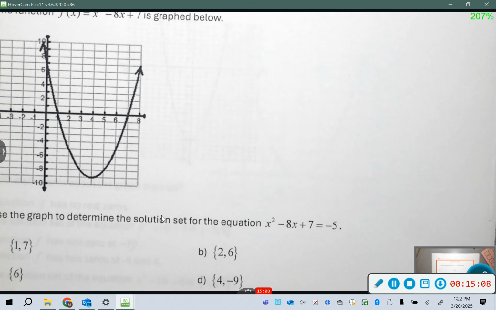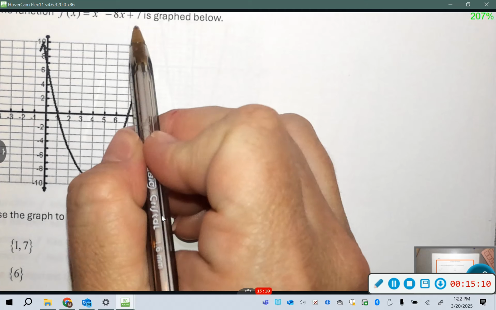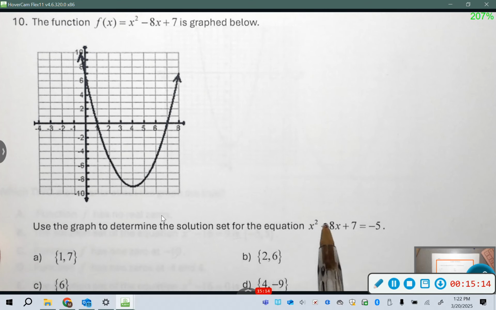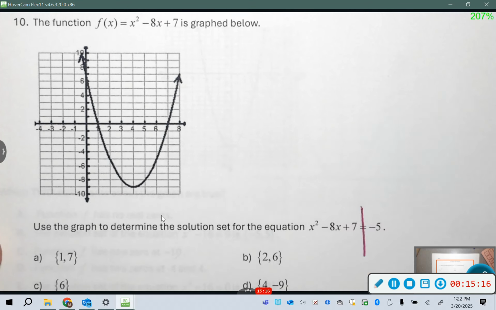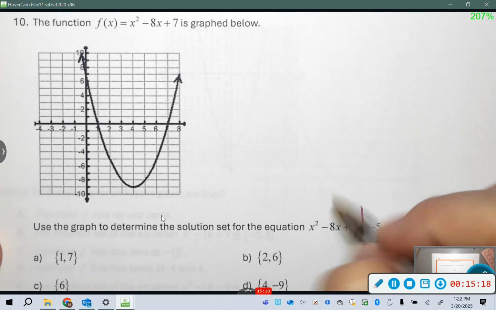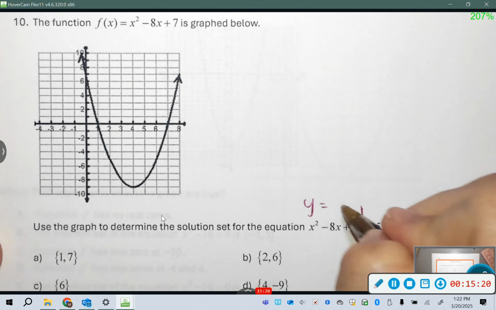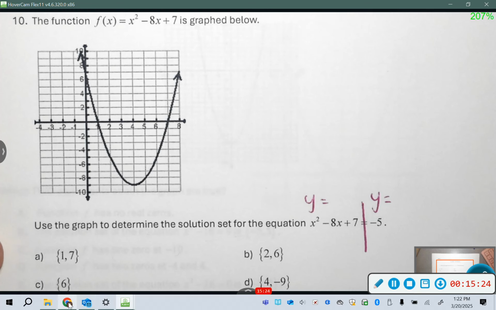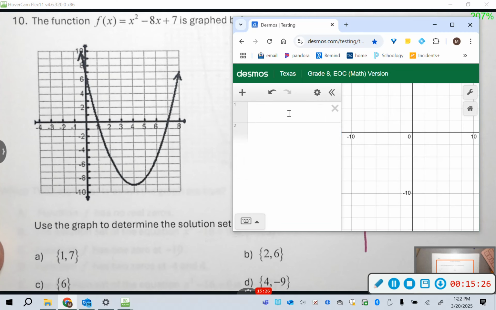Okay, the function f of x equals x squared minus 8x plus 7 is graphed for us. And then it says to do that when it equals -5. So what I want you to realize is this is like when we would type the left side in y1, or the first line, and this in the second line. Well, if we don't remember what y equals -5 looks like, good thing we have a calculator.